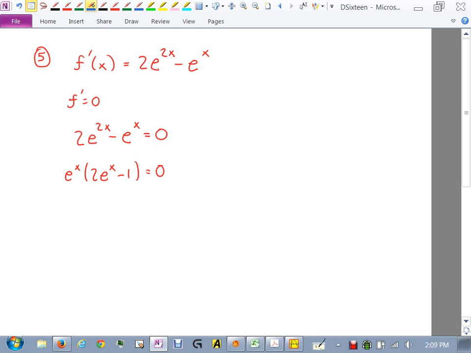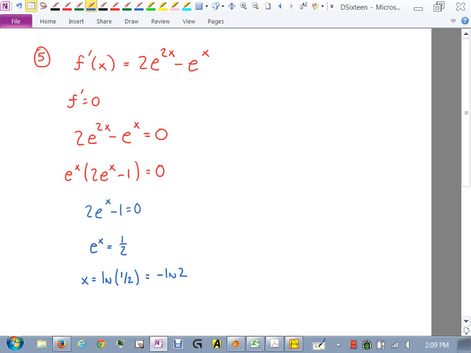Oh, man. All right, so look, what do we get here? Do we set e to the x equal to 0? Is that going to have a solution? No, but how about this one? This should, right? 2e to the x minus 1 equals 0. Move 1 over, divide by 2. x is the natural log of a half, which we did earlier, right?